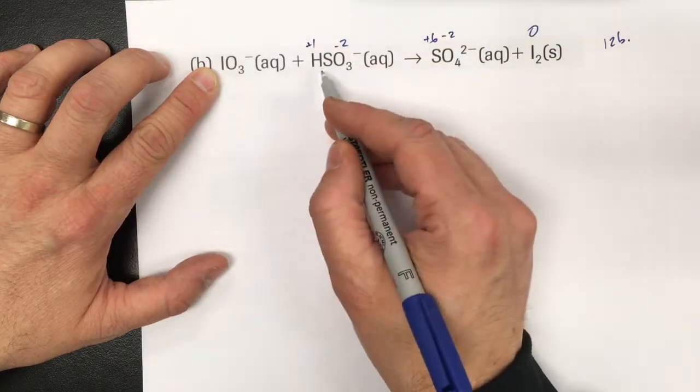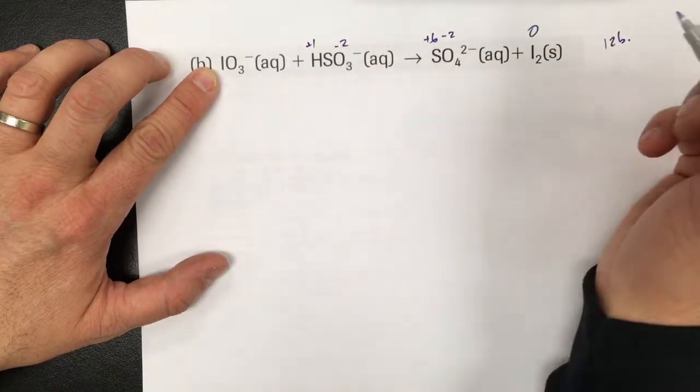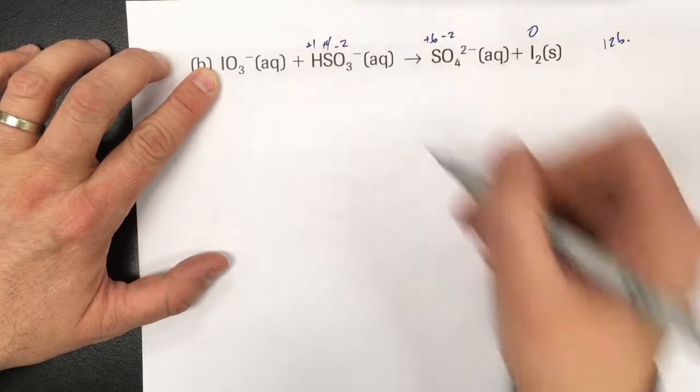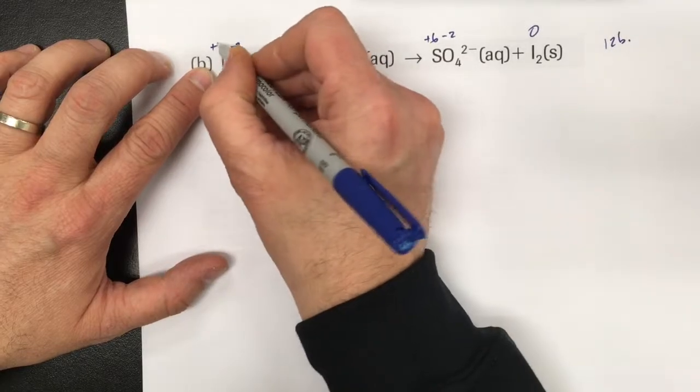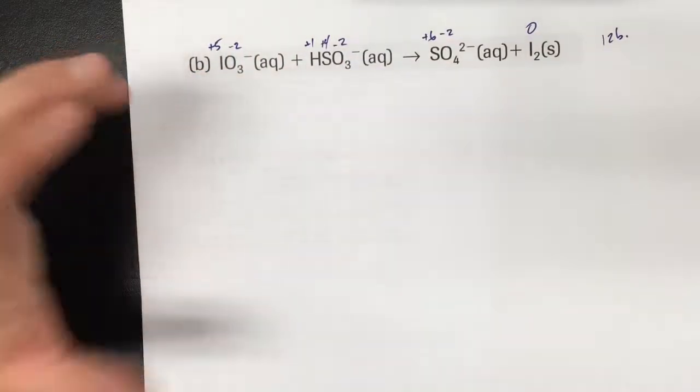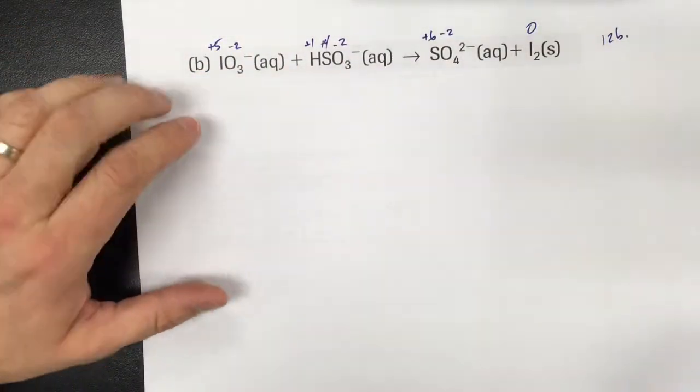And so this one's a little bit more tricky. This needs to be a plus 4, I believe. This is going to be minus 2, and this is going to be plus 5. So you can do the algebra to sort those things out.